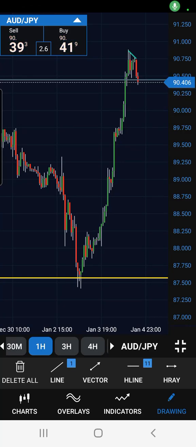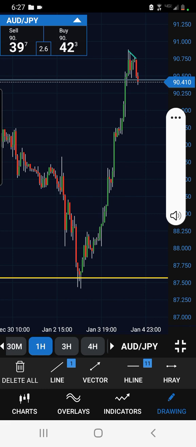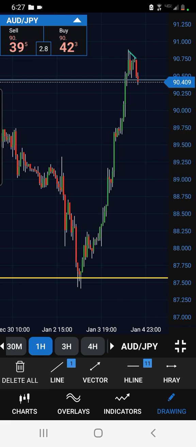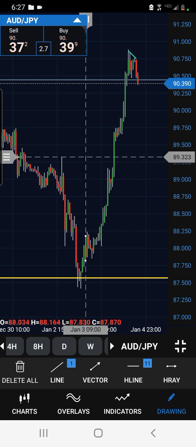Alright, I'm looking at a possible trade on the AUD JPY currency pair on the hourly time frame. As I did in the previous video that I recorded and uploaded to my YouTube channel, I'm gonna do this one.